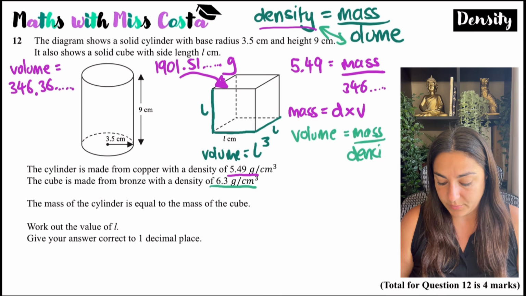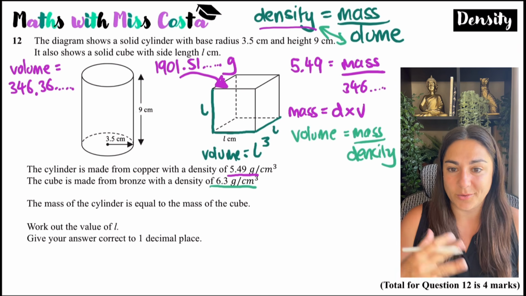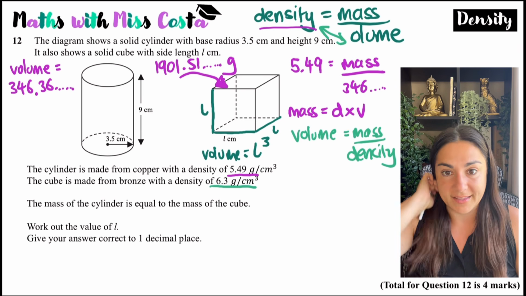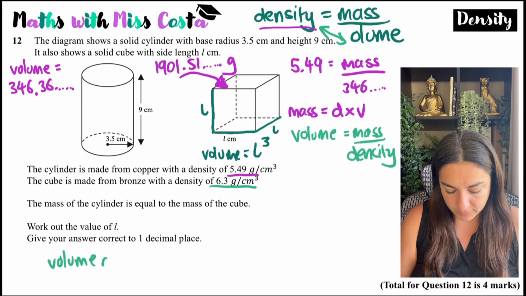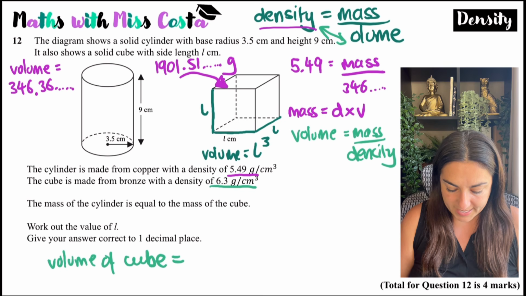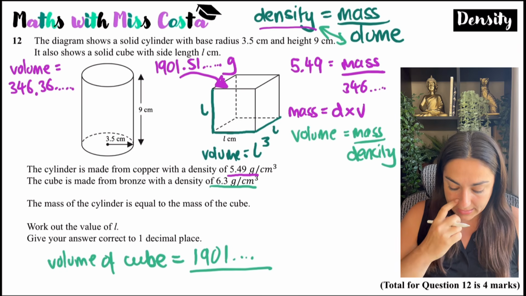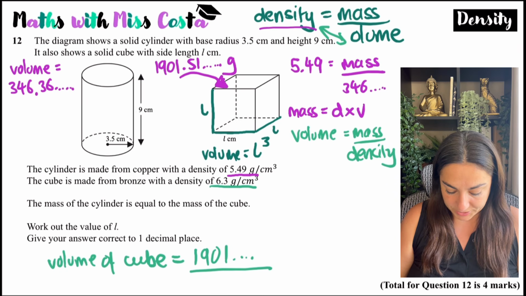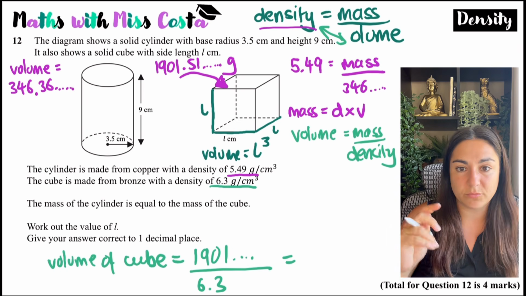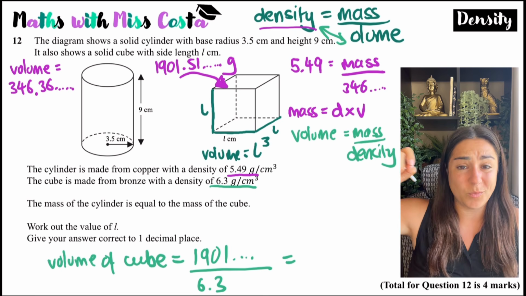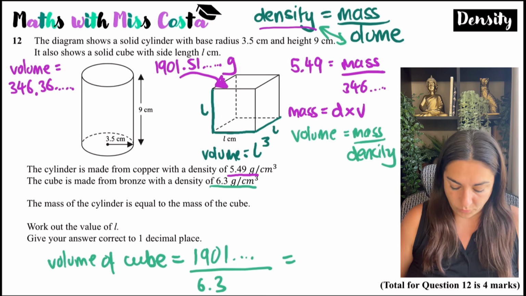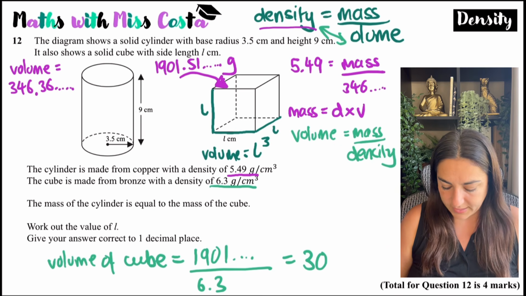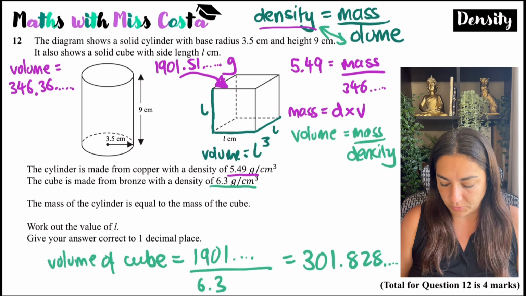If you're not familiar with rearranging formulas, practice that, because otherwise a lot of this stuff will be a lot more confusing than it needs to be. So volume is going to be mass divided by density. So the volume of the cube is going to be the mass, which is 1,901, which you can just leave as an answer, and I'm going to need to divide that by my density, which is 6.3. If you don't reset your calculator, you just leave your answer, then you don't need to worry about writing all of the decimal digits out again. And then 1,901 divided by 6.3 is going to give me 301.828, going on and on and on.